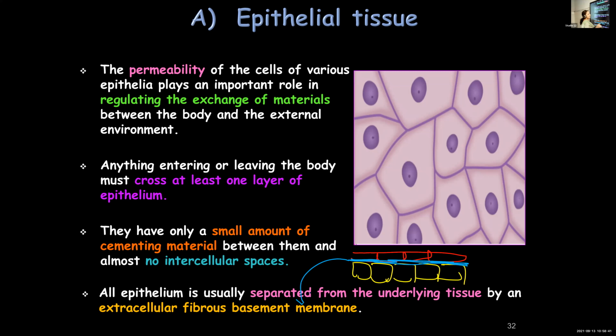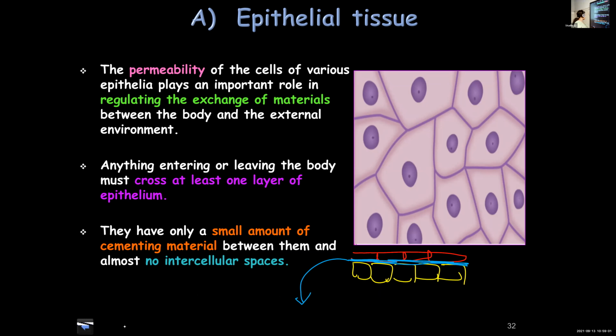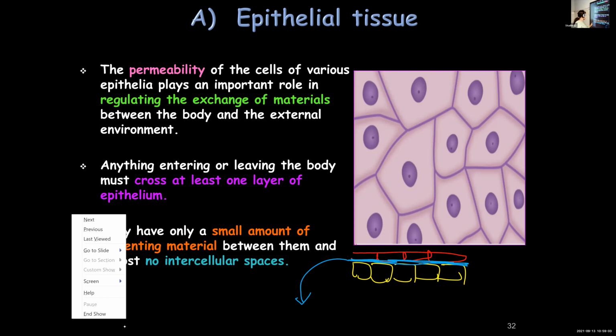So there is a membrane, extracellular. It's not made up of cells, an extracellular fibrous layer. It's a basement membrane. You call it a basement membrane because it is separating the epithelial tissue from the other tissues lying beneath. Once again, I will repeat.